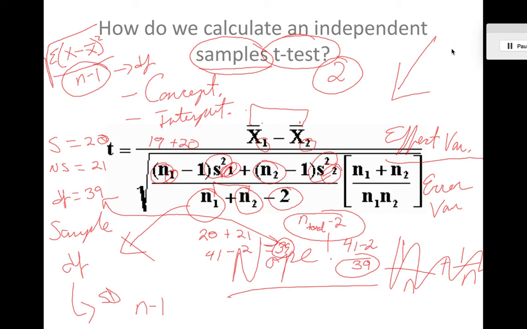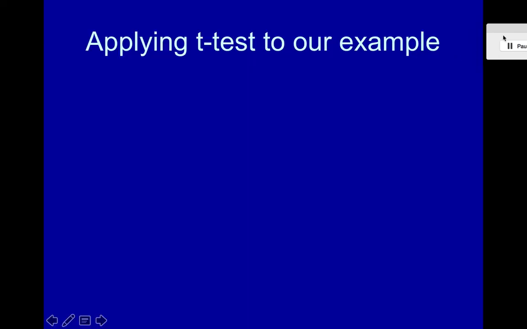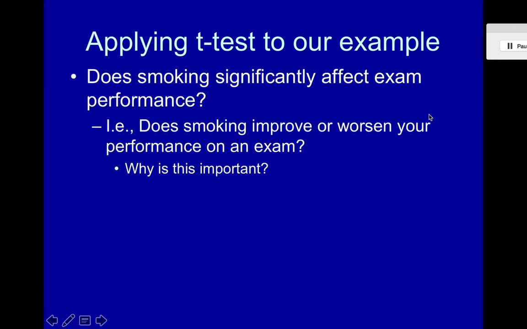All right, so let's go ahead and try out an example. So with our example, again, we are comparing smokers versus non-smokers. And again, the research question that we had is the following. So I have a research question and then I also have a research prediction. My research question was, does smoking significantly affect exam performance? So in other words, by somebody smoking or not smoking, can that potentially affect, improve, or worsen an individual's exam performance?